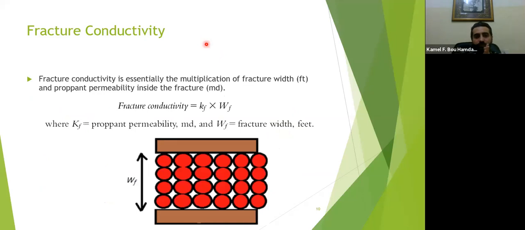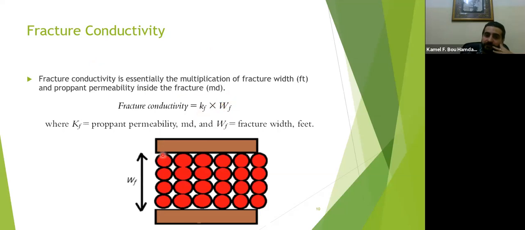Okay, now I'm just going to review again the term fracture conductivity, as it's going to be very important for our next parts. So fracture conductivity, in terms of equation, is the multiplication of permeability by the width. Here the permeability refers to the permeability of the proppant pack we have inside the fracture. You know the fracture is going to be filled with proppants, like here. So these proppants are going to have a certain permeability which is passing through them.